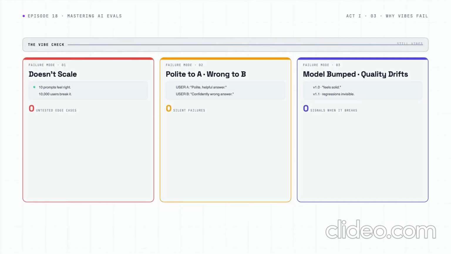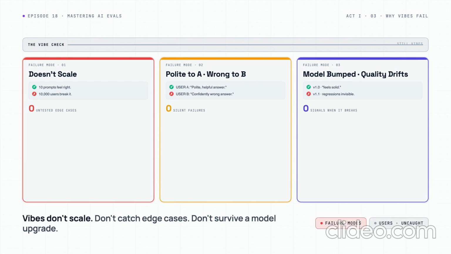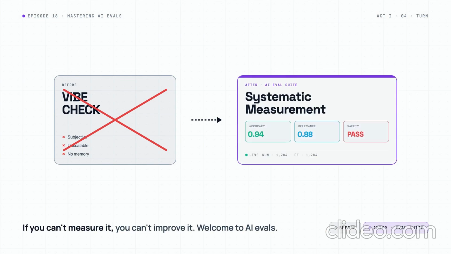Here's the trap. Vibes don't scale. Vibes don't catch the user who just got a polite answer while the next user got a confidently wrong one. Vibes don't survive a model upgrade. If you can't measure it, you can't improve it. Welcome to the world of AI Evals.